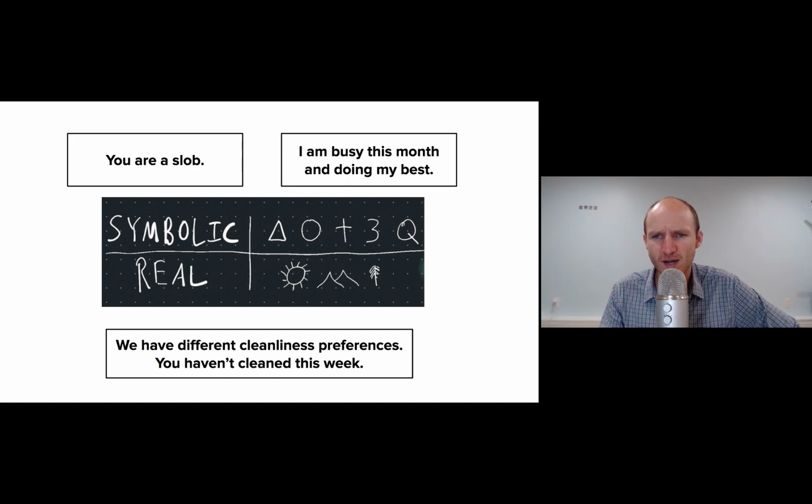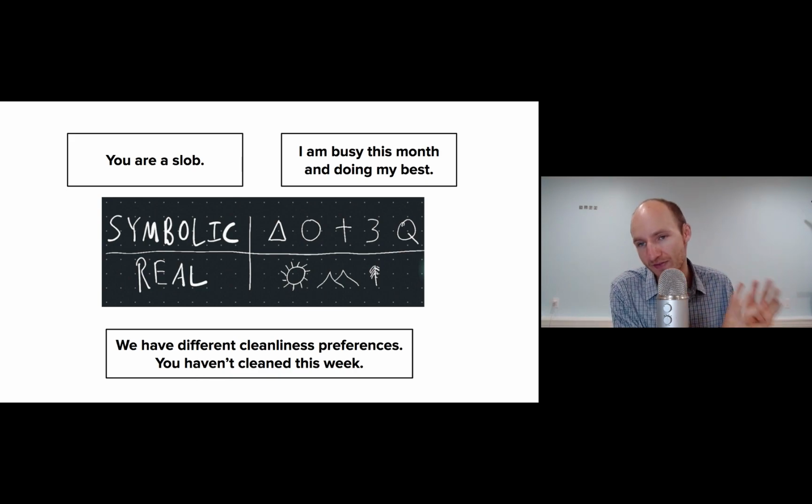So, from my perspective, maybe, if my partner is being all dirty and stuff, I say, you are a slob, you're being a slob. And she might say, well, my story is I'm busy this month and I'm doing my best. And it's like, well, what's the shared third story? What can we both agree on here? And what we might be able to agree on is, well, we clearly have different cleanliness preferences. And the actual truth is that you haven't cleaned this week. We can all agree on that shared third story.